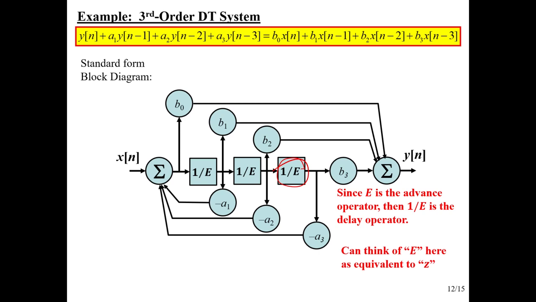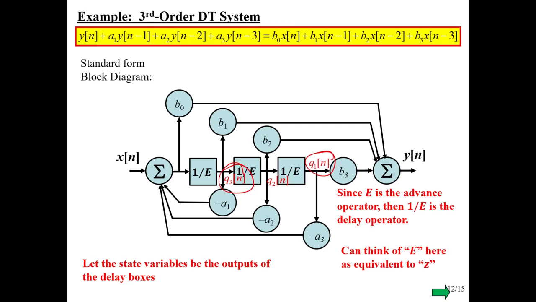Like I said, we can think of E as equivalent to Z. Remember, multiplication by Z in the Z domain corresponds to advancing, and multiplying by Z inverse, or 1 over Z, corresponds to a unit delay operation. So same idea. And just like before, we're going to take our state variables as the outputs of the delay boxes. Just one choice. There are other choices, but this is the choice that we will be making for our needs in this course. And again, we start at the rightmost side and work up that same way as we did before.